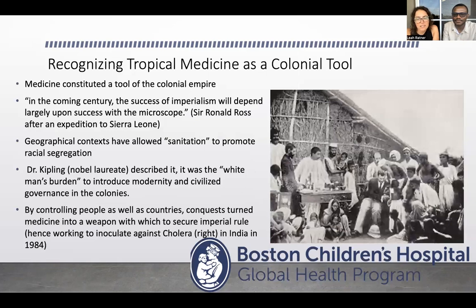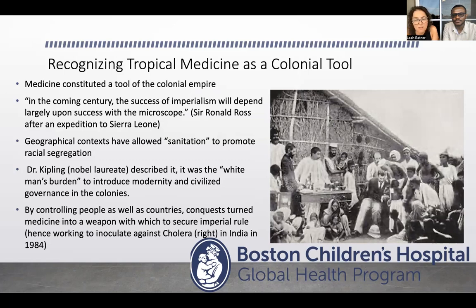So just a quick little review of tropical medicine, recognizing the history and ongoing legacy of it being a colonial tool. Medicine constituted a tool of the colonial empire. There is this quote that I pulled from Sir Ronald Ross after he took an expedition to Sierra Leone. "In the coming century, the success of imperialism will depend largely upon the success of the microscope," meaning that they were able to conquer more land if they were able to understand tropical medicine, which was largely the impetus for these early investigations.